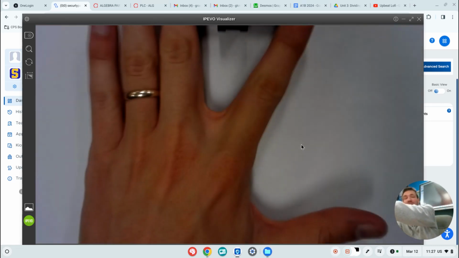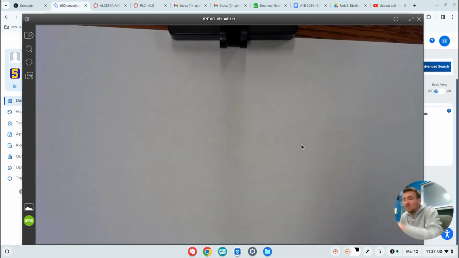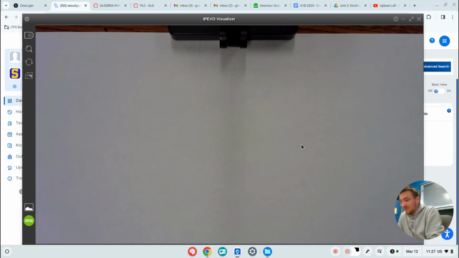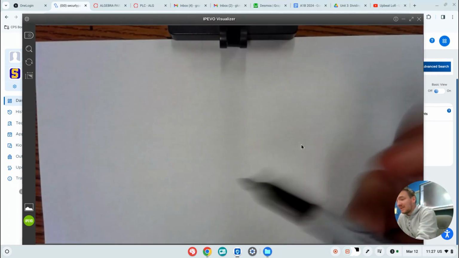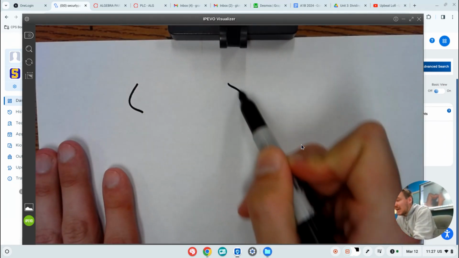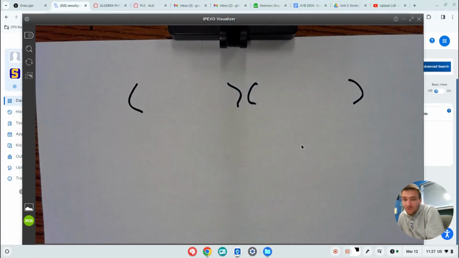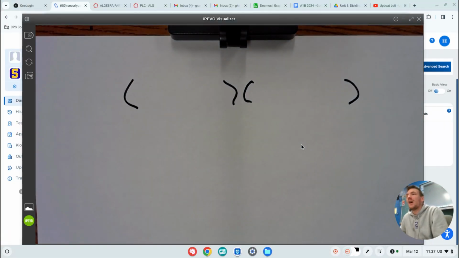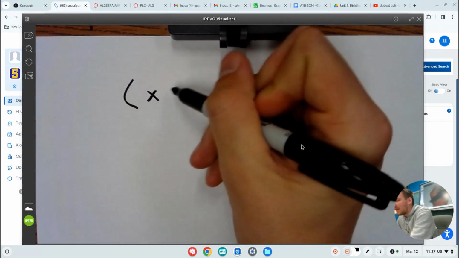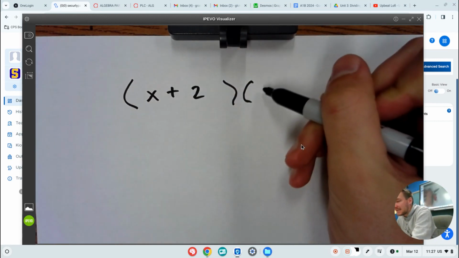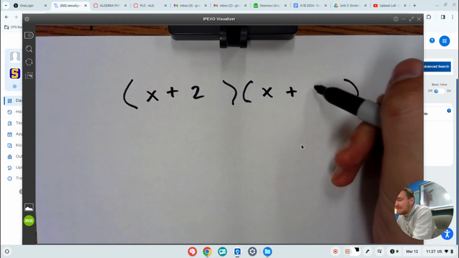Today's notes are on unfoiling, or factoring trinomials. To start, we're going to begin with a demonstration of what normal foiling is, because if we're unfoiling, we just need to do foiling backwards. So I'm just going to make a question up really quick, maybe x plus 2 and x plus 5.